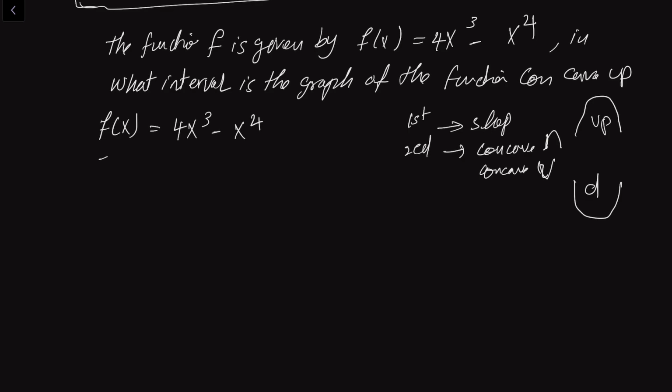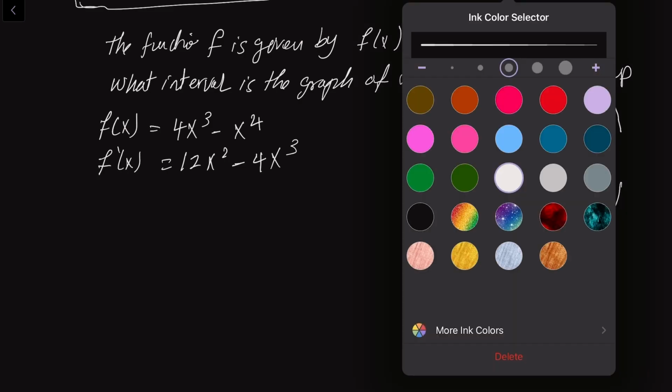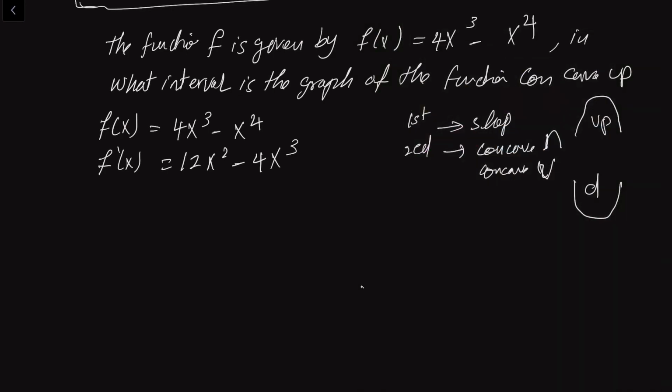So what's the first derivative first? f dash of x is 3 times 4, that's 12x squared minus 4x cubed. What's the second derivative? f double dash of x is 24x minus 12x squared.